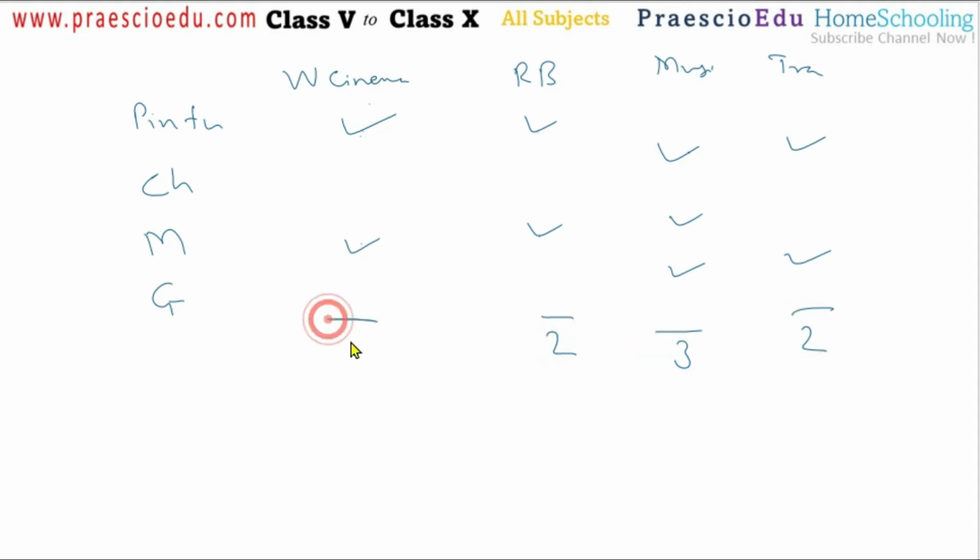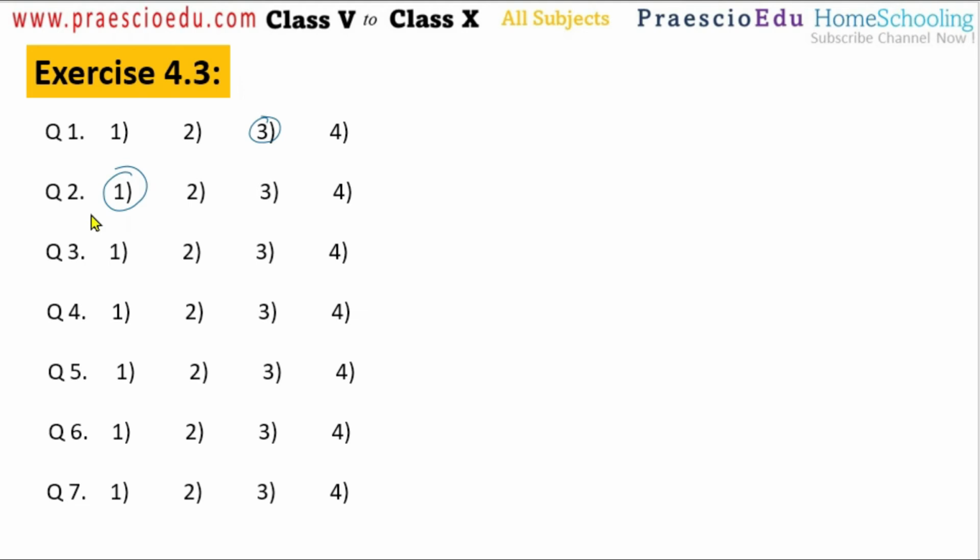Okay, now which activity is popular? This means listening to music. So this is option number one. Music is there. Now, question number three.